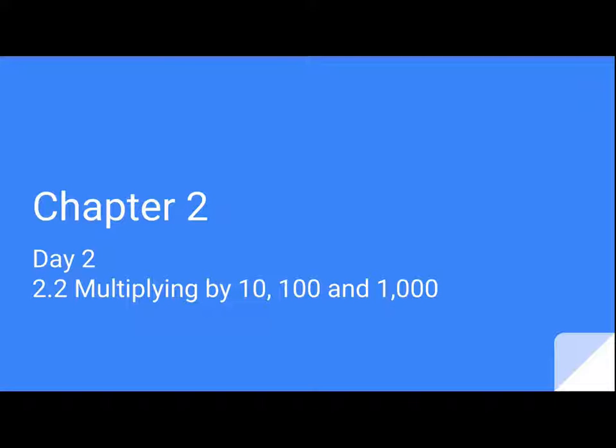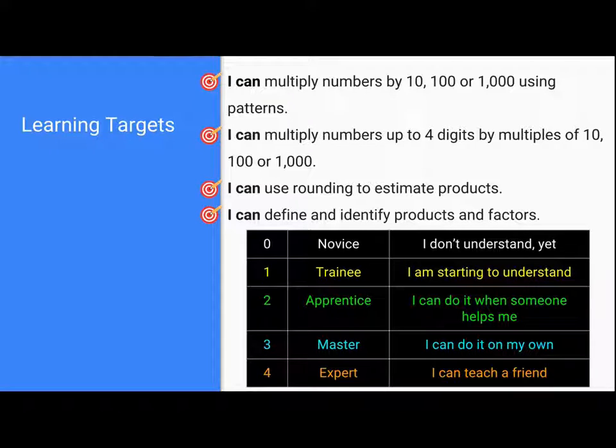Welcome to Chapter 2, Day 2, 2.2, Multiplying by 10, 100, and 1,000. Here are learning targets for today. I can multiply numbers by 10, 100, or 1,000 using patterns. I can multiply numbers up to 4-digit by multiples of 10, 100, or 1,000. I can use rounding to estimate products, and I can define and identify products and factors.